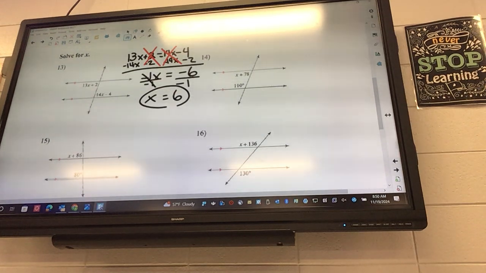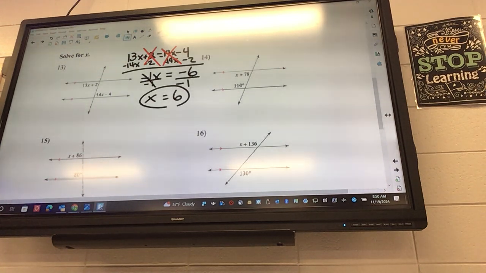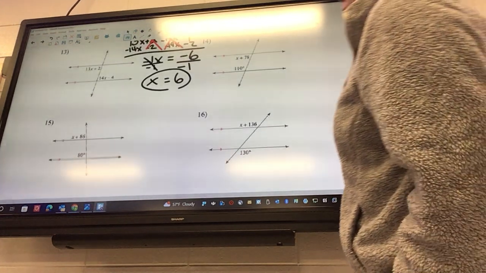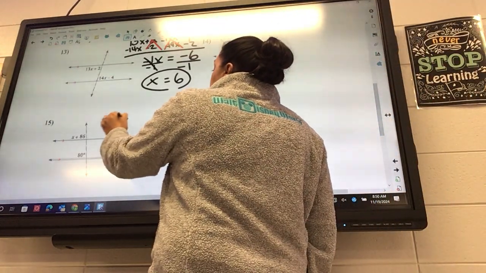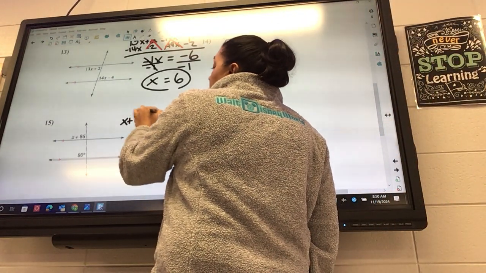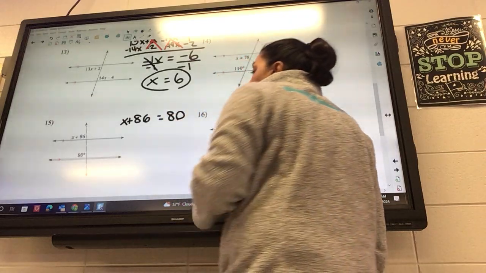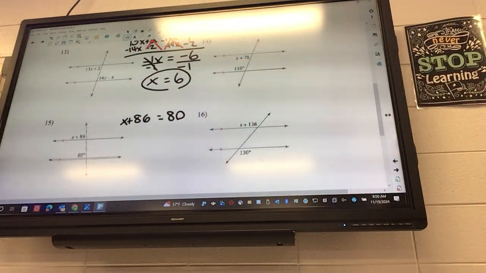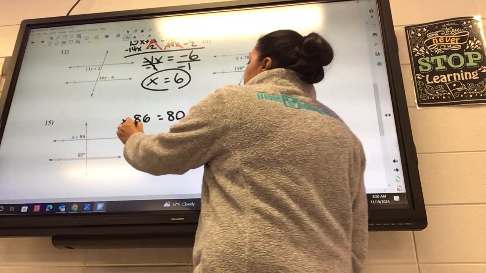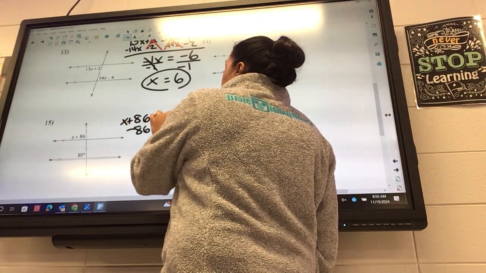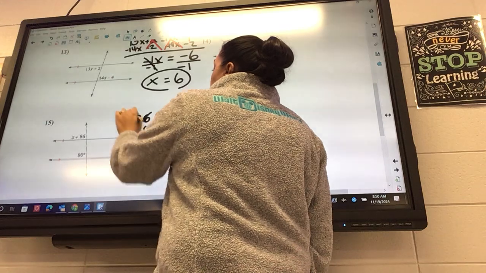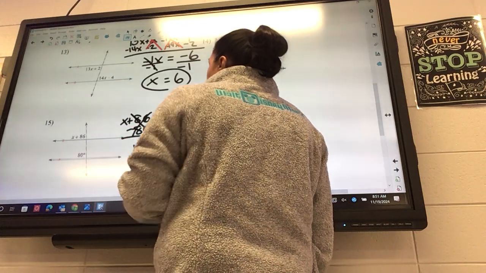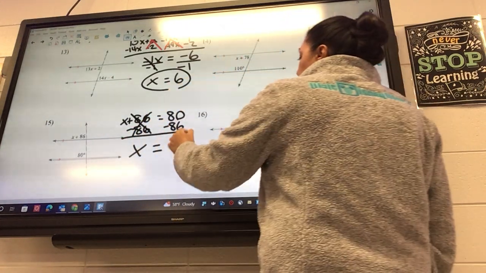Okay, 15. What kind of angles are those? Corresponding. They're corresponding. So is that equal or adds to 180? They're equal. So x plus 86 equals 80. The other one. Okay, what needs done? We subtract 86. So we get x equals what? -6.